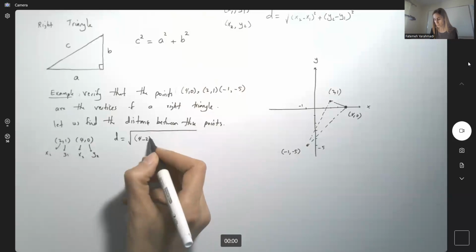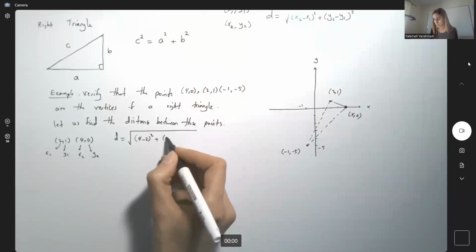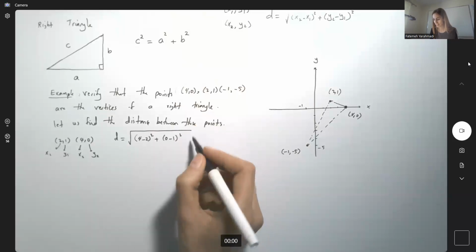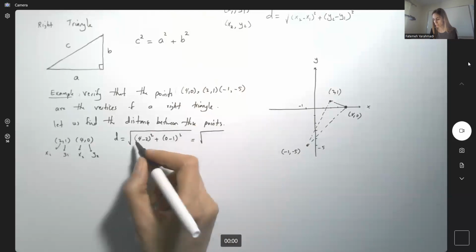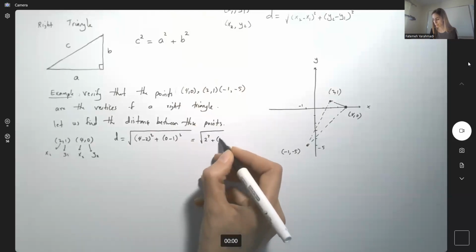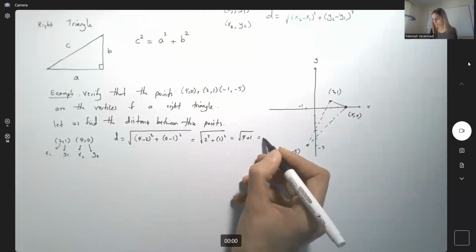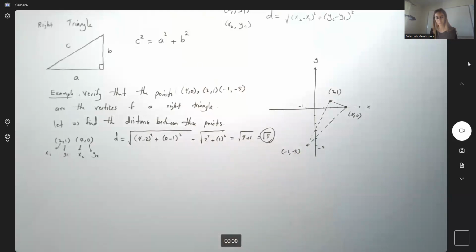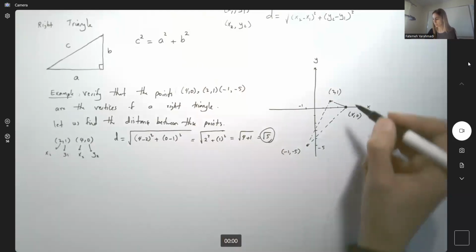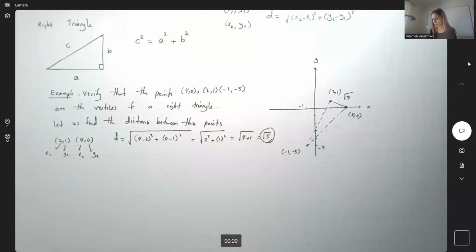The formula for the distance says the distance is equal to the square root of the difference between x values, 4 minus 2 to the second, plus 0 minus 1 to the second, which is equal to the square root of 2 squared plus 1 squared, which is the square root of 4 plus 1, or square root of 5. This is the distance between these 2 points, square root of 5.